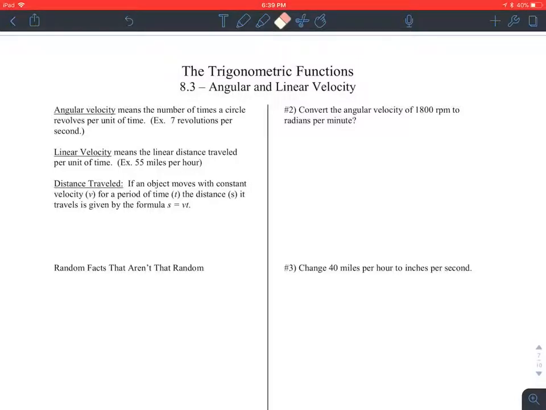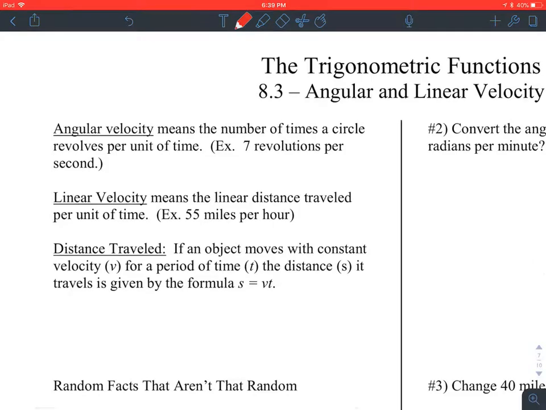Section 8.3 is angular and linear velocity. What's the difference between angular velocity and linear velocity? Angular velocity is measuring how many times something goes around in a circle. Now that can be measured by revolutions, rotations, degrees, or radians per unit of time.